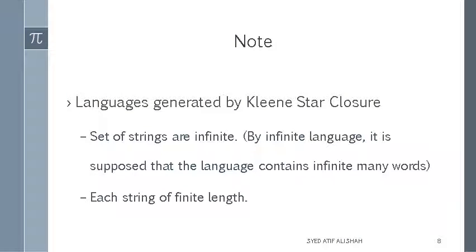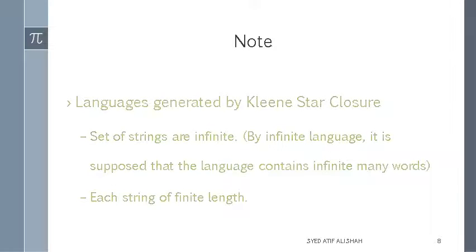Note, the language is generated by Kleene star closure. The important thing about these languages is that the set of strings is infinite. It means the number of strings in these languages is infinite, but each word is of finite length.